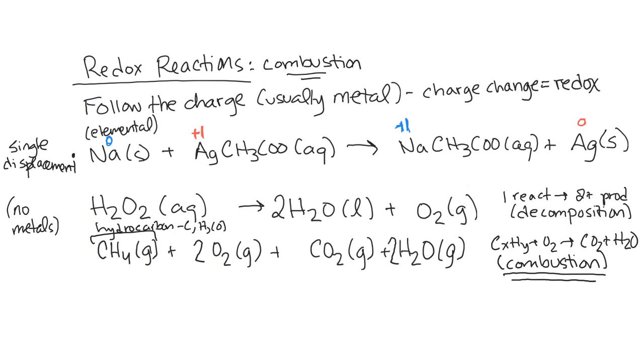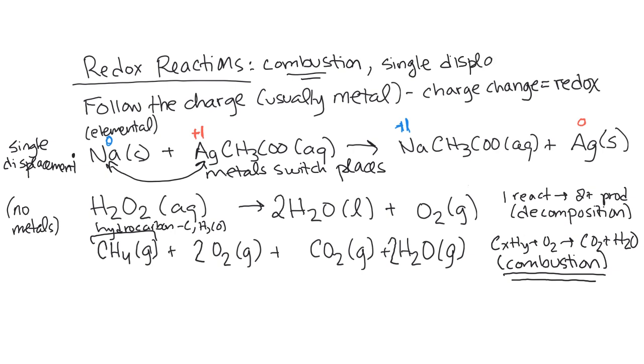What you notice is that metals switch places. When you see metals switch places, you have single displacement. And we obviously showed that that was a redox reaction. So combustion and single displacement are our two types.